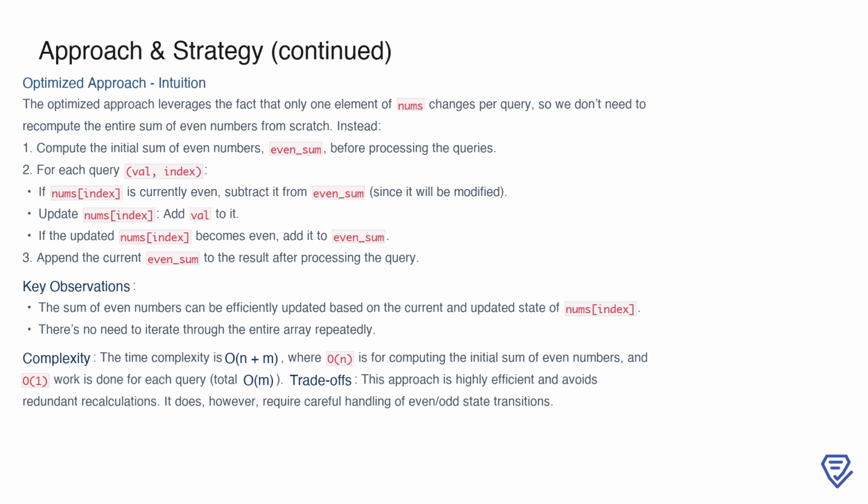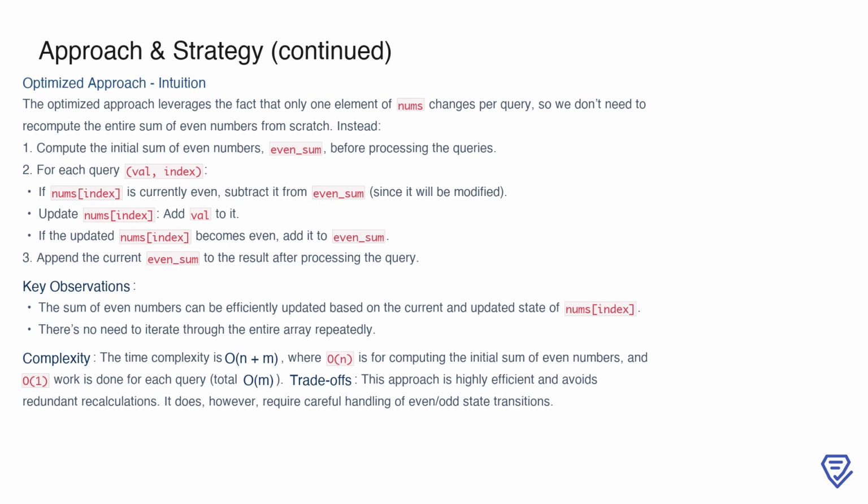For each query, we first check if the current number at the specified index is even. If it is, we subtract it from even_sum because it's about to be modified. Then, we update the number at that index by adding the given value. After the update, we check if the new value at that index is even, and if it is, we add it back to even_sum. This ensures that even_sum remains accurate without requiring us to iterate through the whole array repeatedly.